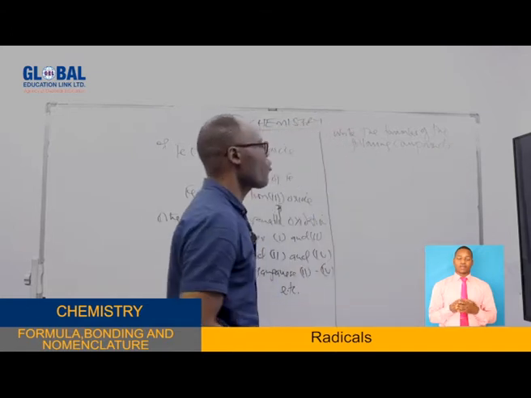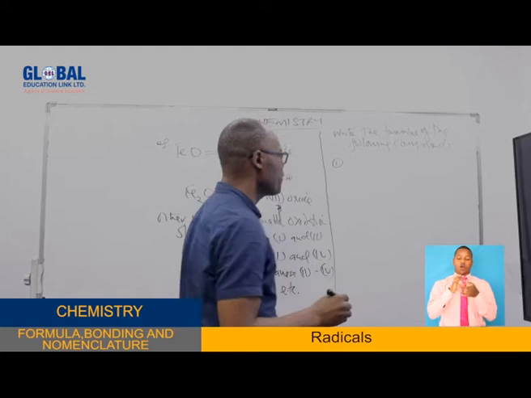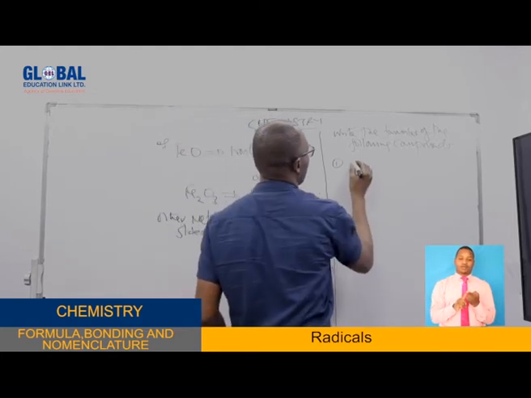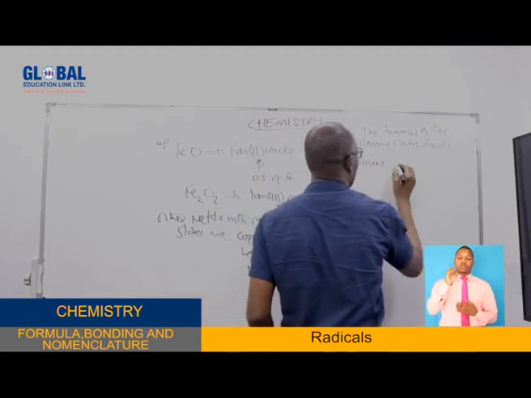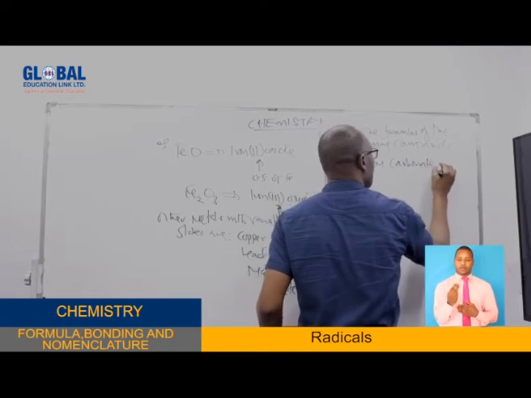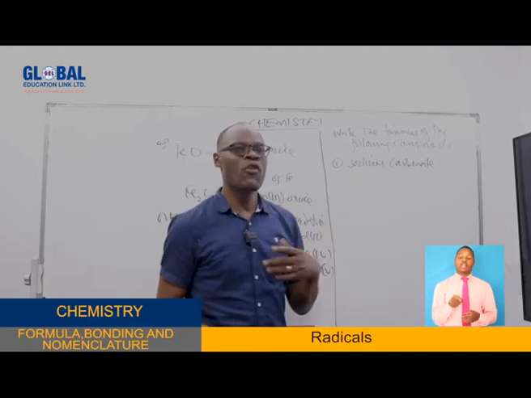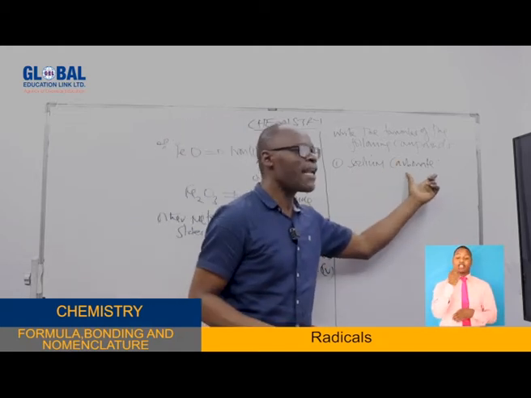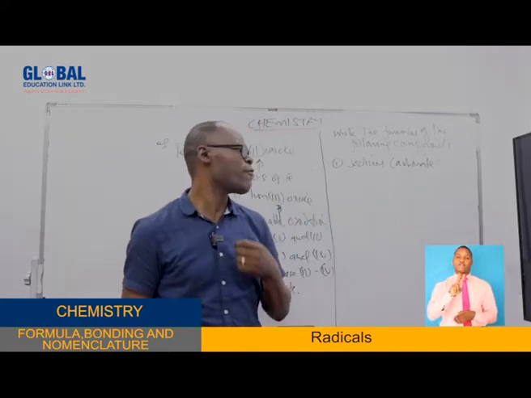Write the formula of the following compounds. Let's have number 1, let's say it is sodium carbonate. Sodium is just a metal. We're supposed to know its oxidation state or valency, which is 1. Carbonate is a radical in this case. We've seen a carbonate has an oxidation state of 2 negative.